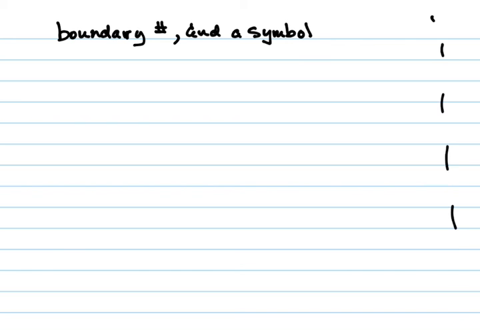Now, what you're going to do is you're going to have a boundary number and a symbol. So, if you want numbers that are greater than 2, for example. Okay? So that means things that are bigger than 2.